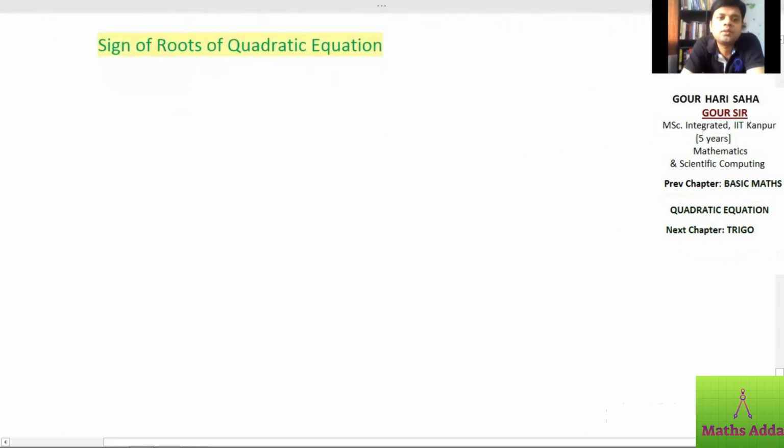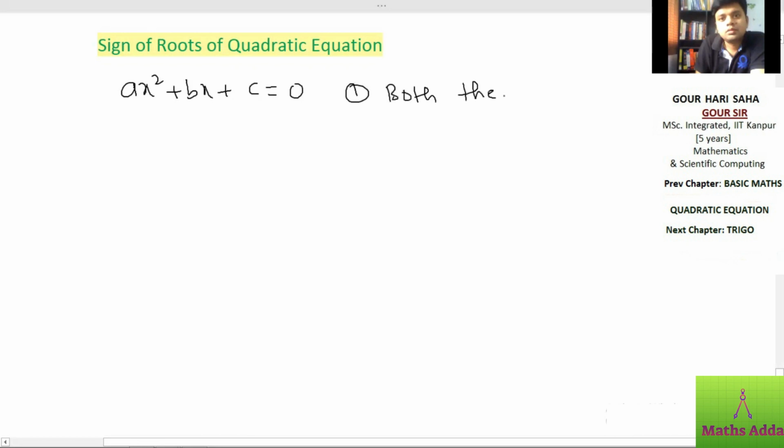Next is the sign of roots of a quadratic equation. So ax square plus bx plus c equal to 0, a quadratic equation is given, and it will say both the roots positive. Sometimes they will say both the roots negative, sometimes they will say one root positive, one root negative. So what is its condition on a, b, c? Let's start with both the roots positive.